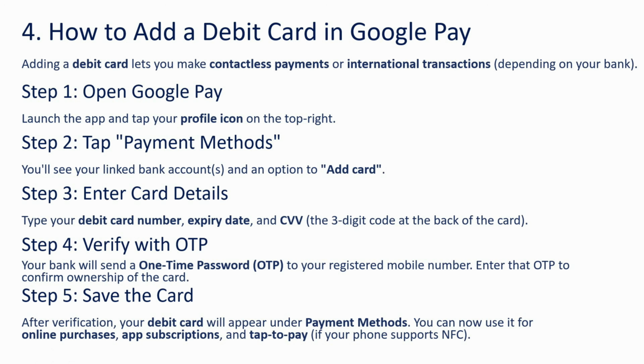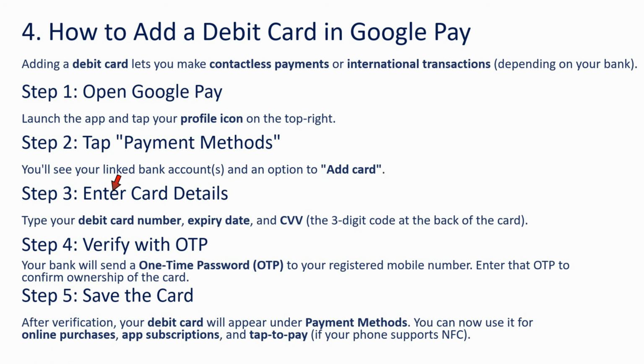Now we will see how to add a debit card in Google Pay. Adding debit card lets you make contactless payments or international transactions, depending on your bank. Step 1 is open Google Pay. Launch the app and tap your profile icon on the top right. Step 2 is tap payment methods. You will see your linked bank accounts and option to add the card.